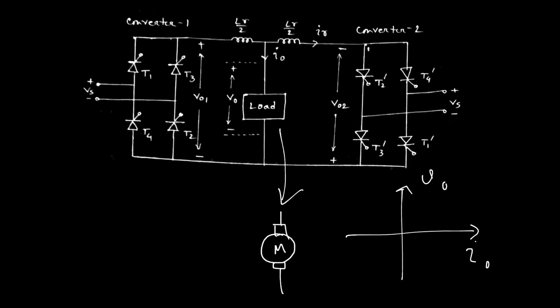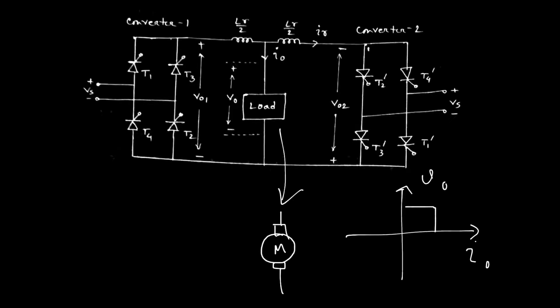Now in the first operation, when the dual converter is working as a normal rectification operation, we assume converter 1 starts working, so the current starts flowing from the first converter to the load, in this direction. Then the supply voltage is positive across the load, that is the voltage is positive, and current is flowing across the load, that is I0 is positive. That will cover the first quadrant operation. Voltage and current both are positive.